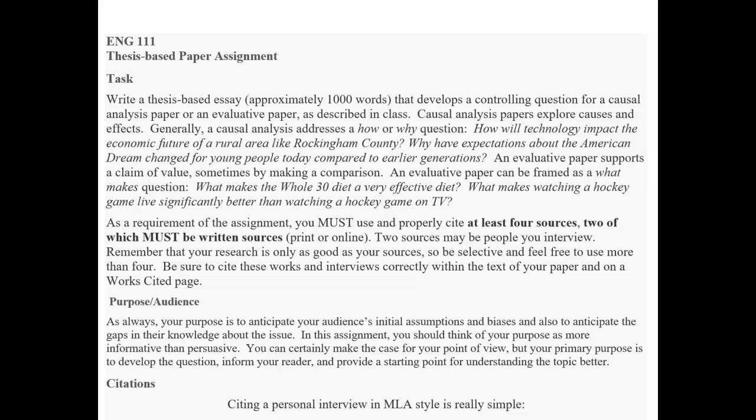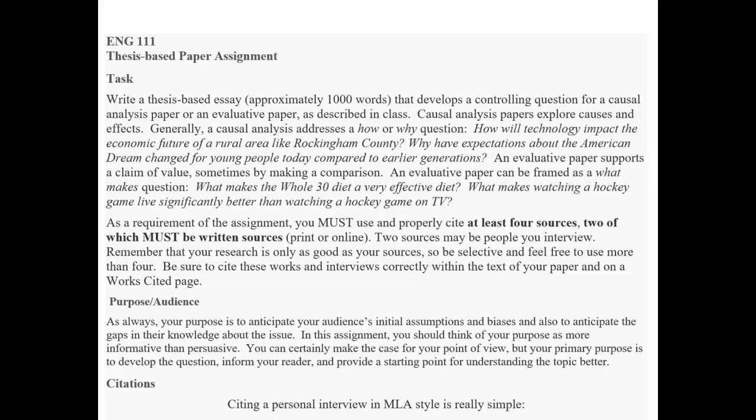Now, as always, your purpose in writing is to anticipate your audience's initial assumptions and biases, and also to anticipate the gaps in their knowledge about the issue. In this assignment, you should think of your purpose as more informative than persuasive. You can certainly make the case for your point of view, but your primary purpose is to develop the question, inform the reader, and think of it as providing a starting point for understanding the topic better.